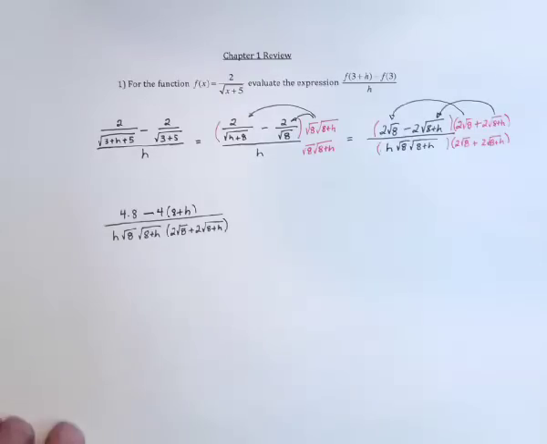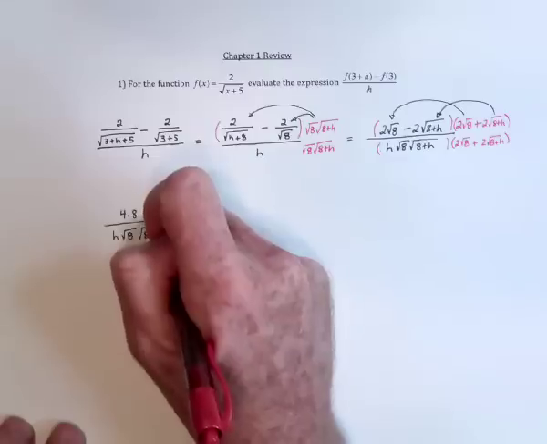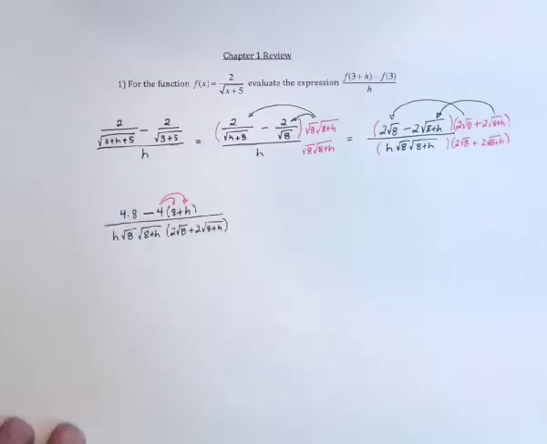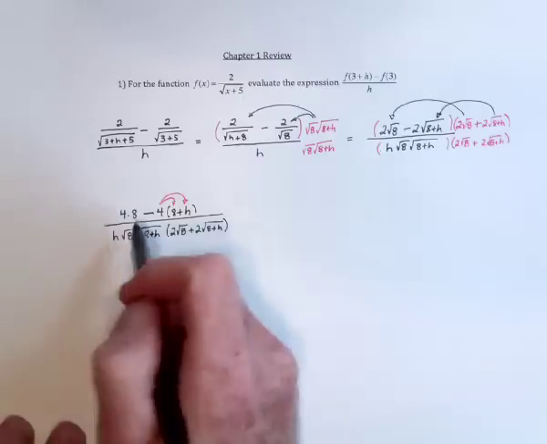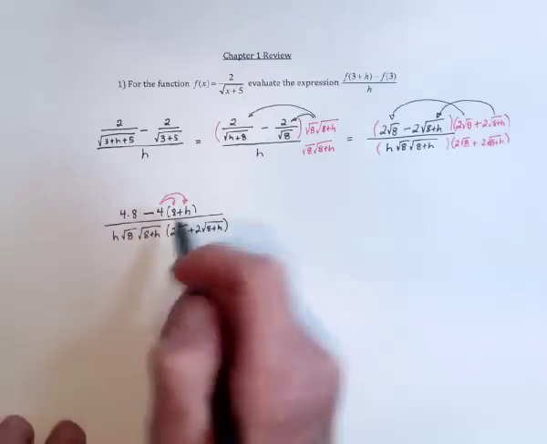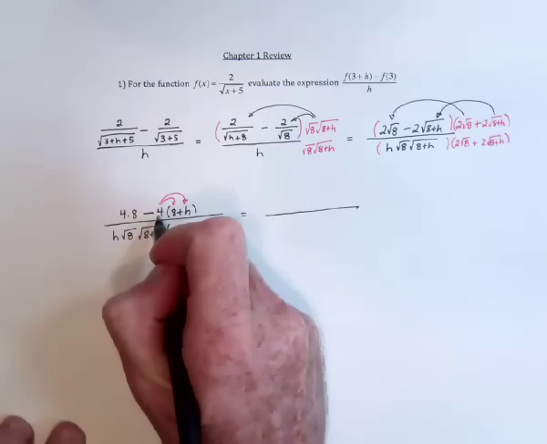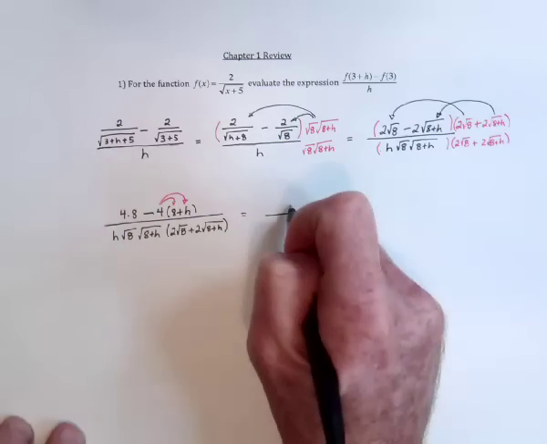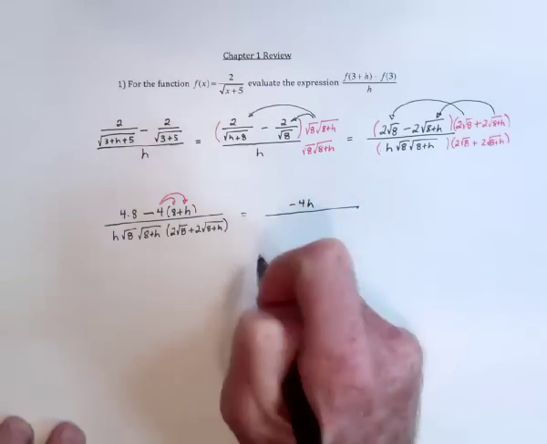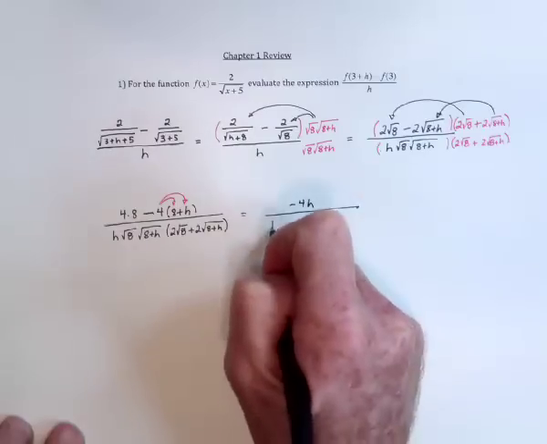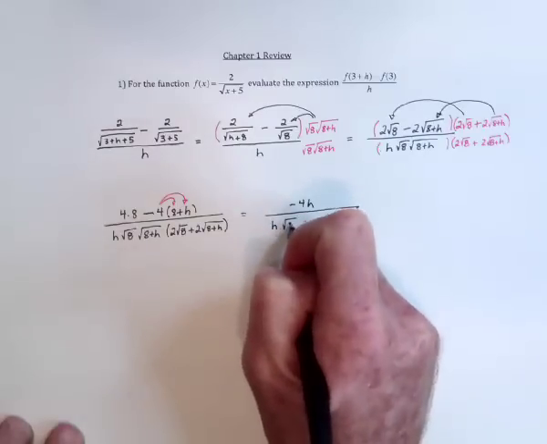And then finally we've got things that are going to cancel. So distribute here. There's going to be a positive 32, subtract a 32. So those are gone. There's going to be a negative 4 times h. And the numerator is simplified very nicely. And for the denominator, there's the h, there's the square root stuff.